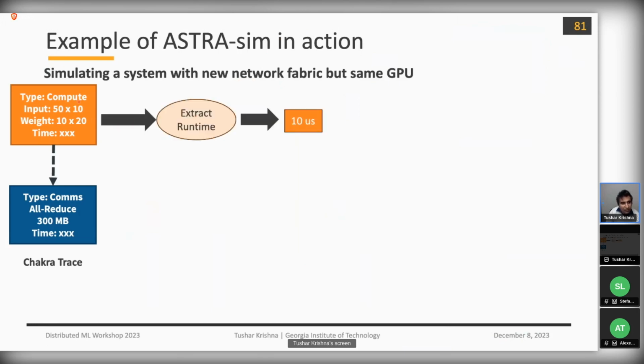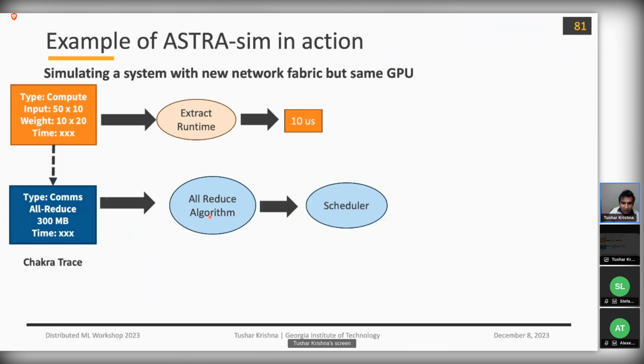What AstroSim would do is, for the compute, it will just extract the runtime from the trace. That's, let's say, 10 microseconds in this example. For the communication, instead of just extracting the time, it's actually going to simulate it. So it's going to identify the all reduce algorithm you want to use. Maybe you want to use this hierarchical ring-based all reduce in this future system, and you have your scheduler, again, all of the things we talked about. It's going to simulate them in detail.